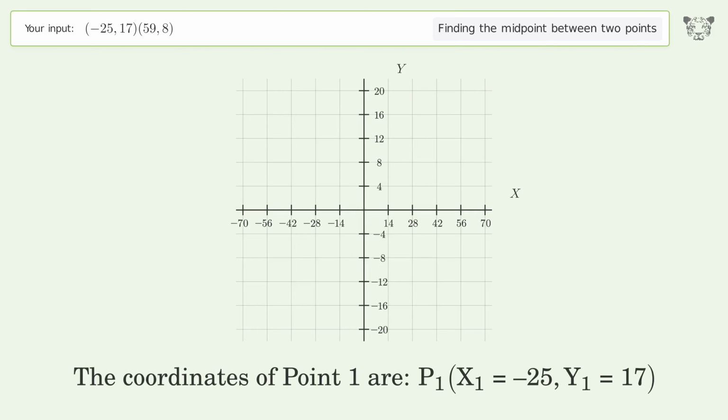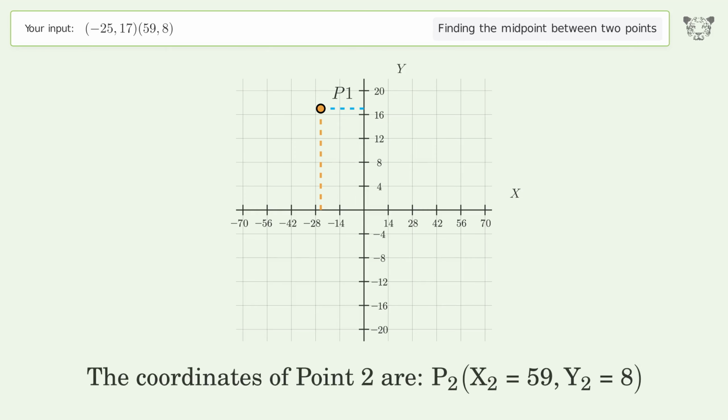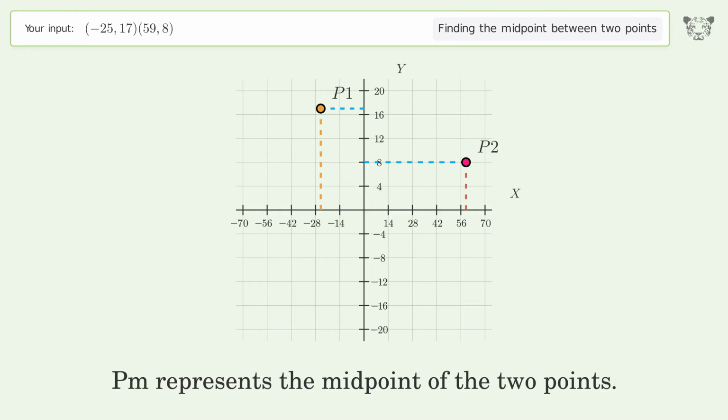The coordinates of point 1 are, x1 equals -25, y1 equals 17. The coordinates of point 2 are, x2 equals 59, y2 equals 8. PM represents the midpoint of the 2 points.